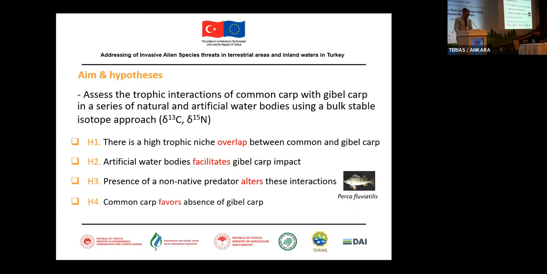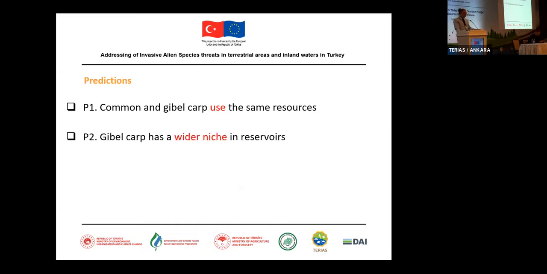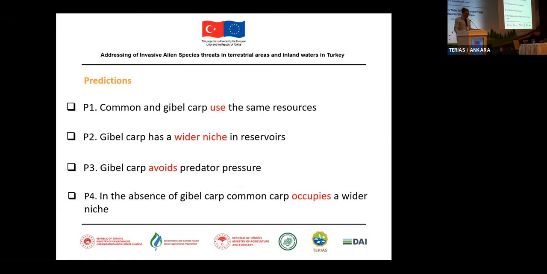So we have some predictions based on these hypotheses. Our first prediction is that common carp and gibel carp use the same resources. The second one is that the gibel carp has a wider niche in reservoirs. A third one is that the gibel carp avoids predator pressure. And the last is that in the absence of gibel carp, common carp occupies a wider niche.